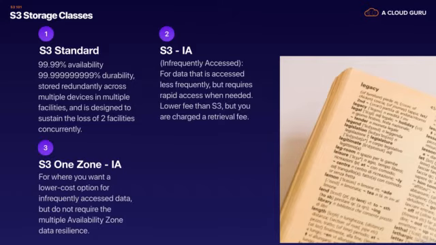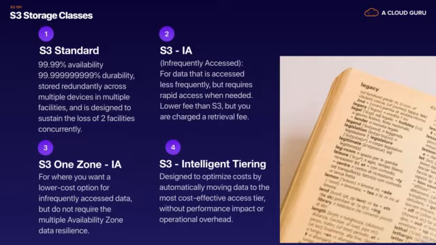You then also have S3 one zone infrequently accessed, and this is when you want a really low cost option for your infrequently accessed data, and you don't have to worry about multiple availability zones. So it is literally just stored in one availability zone, and it's infrequently accessed, but you still need to be able to access that data instantly.